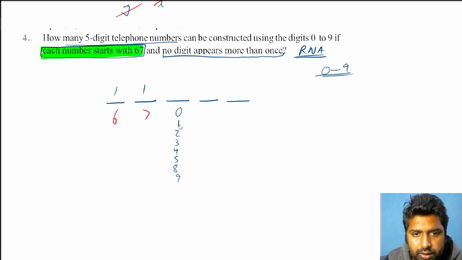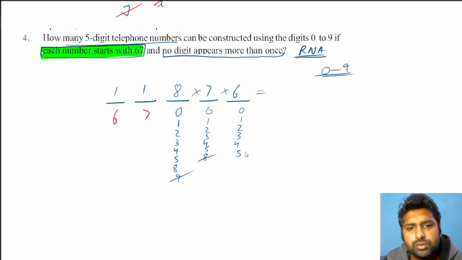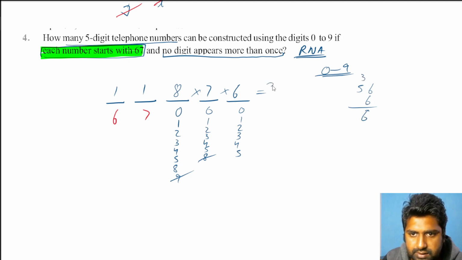Count it: 1, 2, 3, 4, 5, 6, 7, 8. 8 options are available. 1 will be used. Let's say 9 was used. Now you will have 7 options. 1 will be used, you'll have 6 options: 0, 1, 2, 3, 4, 5, 8. 1 will be used, so 0, 1, 2, 3, 4, 5. Multiply them and get your answer: 8 into 7 into 6. So 56 into 6, 336.